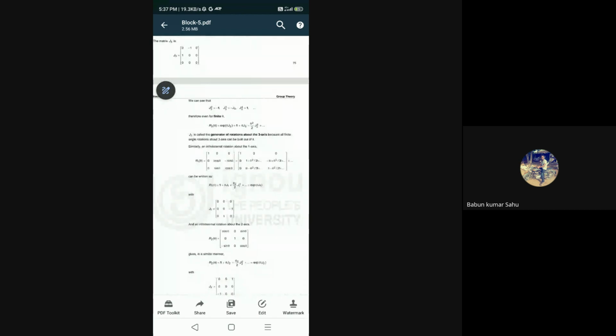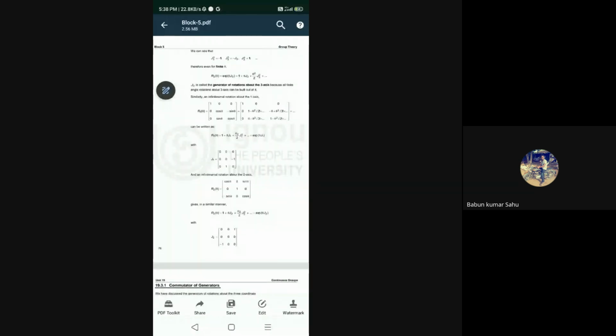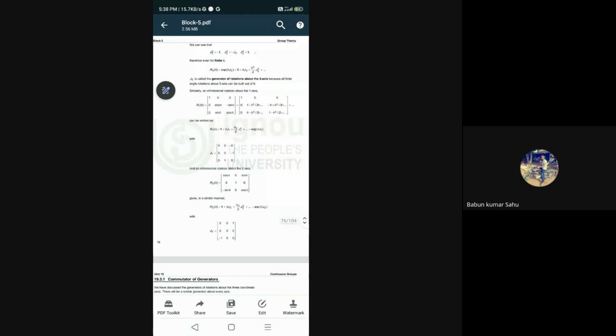Similarly, an infinitesimal rotation about the 1 axis, that is R1 of theta, is equal to, in matrix form, 1, 0, 0; 0, cos theta, minus sin theta; 0, sin theta, cos theta, which can be written in matrix form as 1, 0, 0; 0, 1 minus theta squared by 2 factorial plus so on and so forth, minus theta plus theta cubed by 3 factorial so on and so forth; 0, theta minus theta cubed by 3 factorial plus so on and so forth, 1 minus theta squared by 2 factorial so on and so forth. This can be written as R1 of theta is equal to 1 plus theta J1 plus theta squared by 2 J1 squared plus so on and so forth, which is equal to exponential theta J1, with J1 equal to the matrix 0, 0, 0; 0, 0, minus 1; 0, 1, 0.